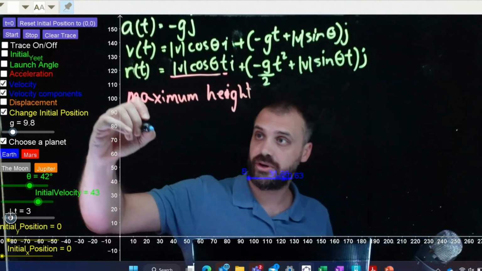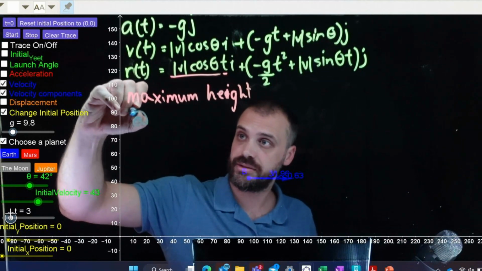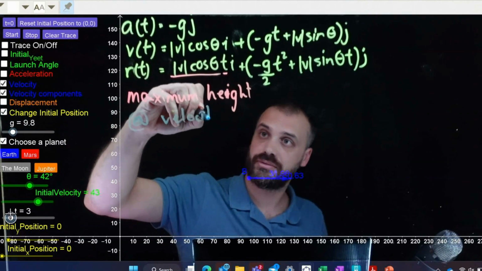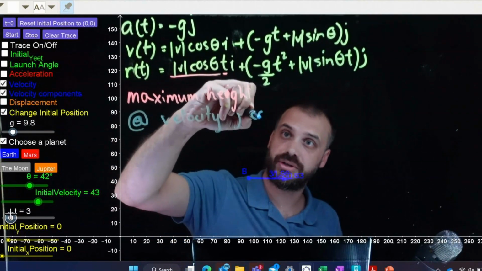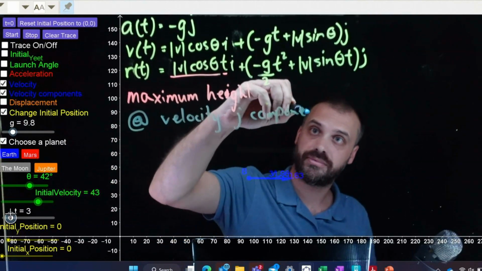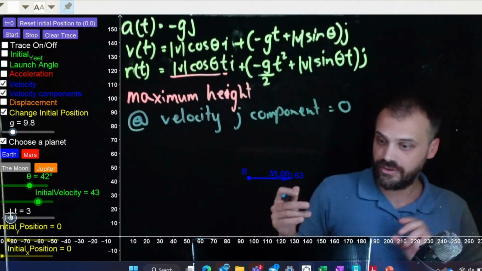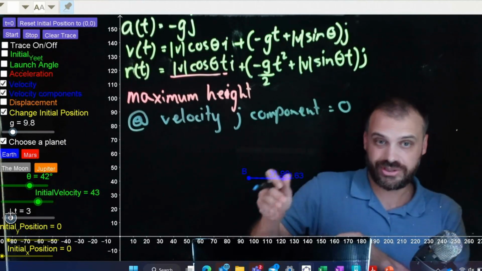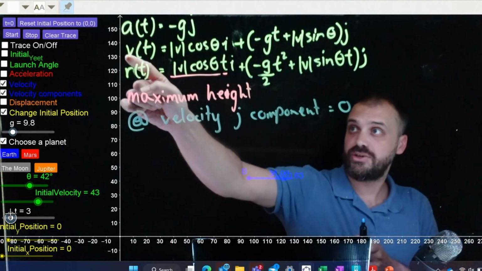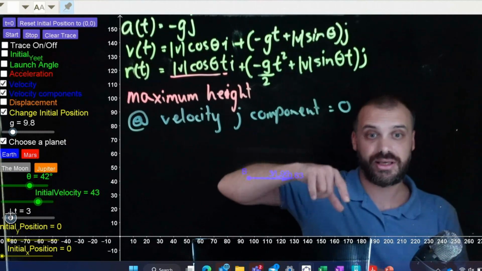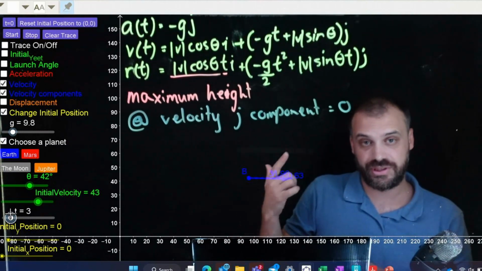So maximum height at velocity, j component, equals 0. So if we want to know when our projectile is at its maximum height, take your velocity function and let this portion of it equal 0 and solve it for t.